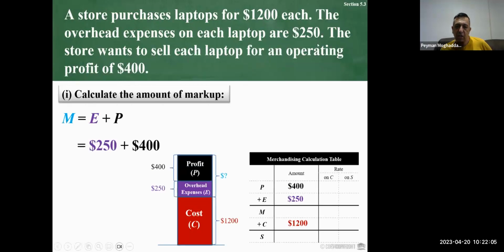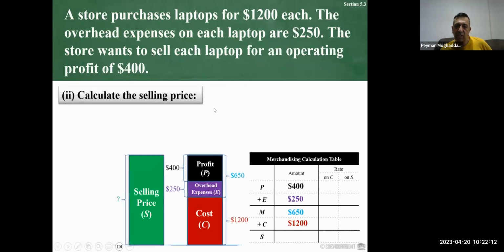Expenses in this case is going to be $250. Profit is going to be $400, so markup is going to be $650. And calculate the selling price. Selling price is going to be cost, which is $1,200, plus markup, which we already calculated, $650. So it's going to be $1,850.